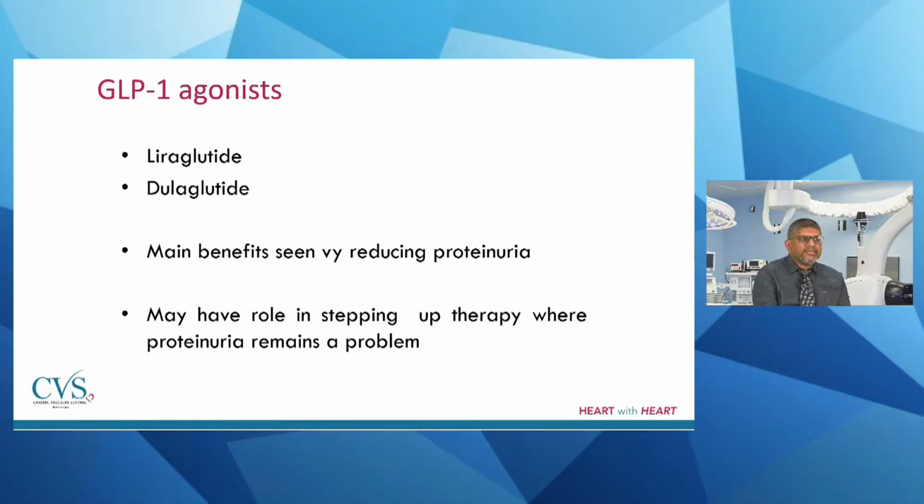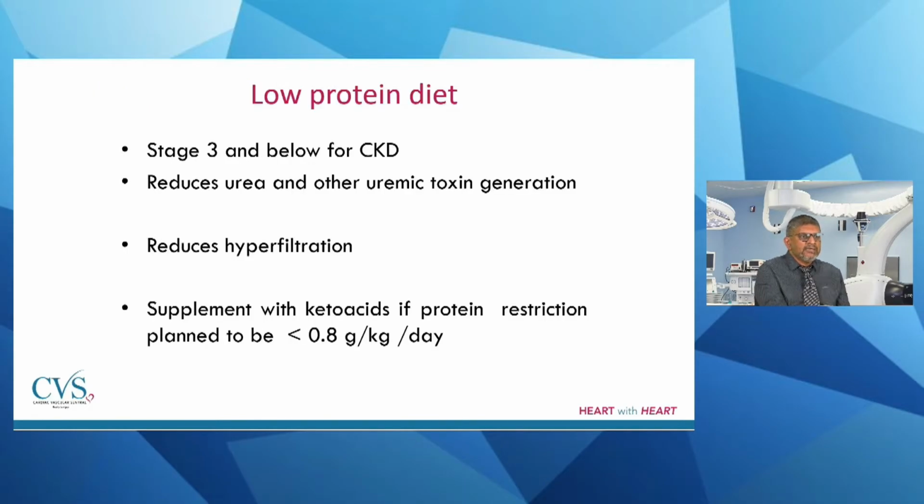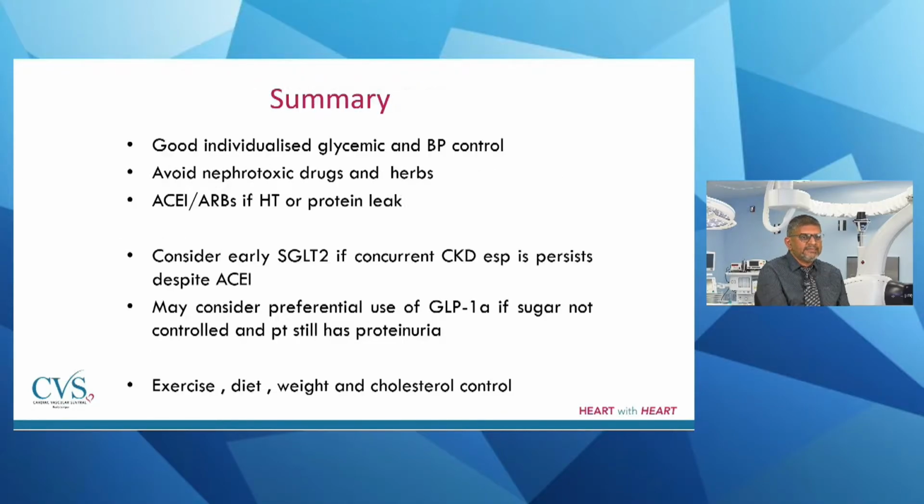GLP agonists, their main role is reducing proteinuria. They do not seem to have been proven to reduce progression so far. So you may want to add one to reduce proteinuria if you're worried, everything else is done, and the patient is still having a lot of proteinuria and sugar is not controlled. We may want to consider one of these agents. Low protein diet is standard for us.